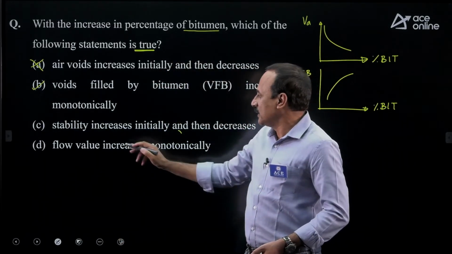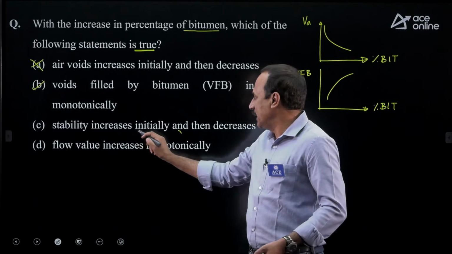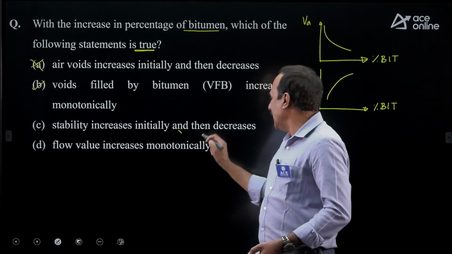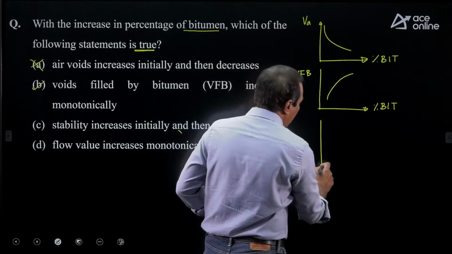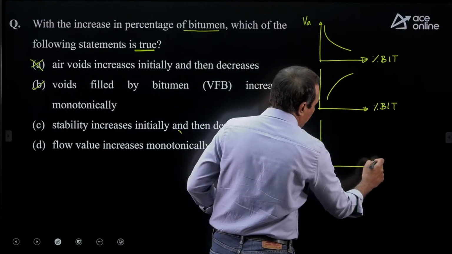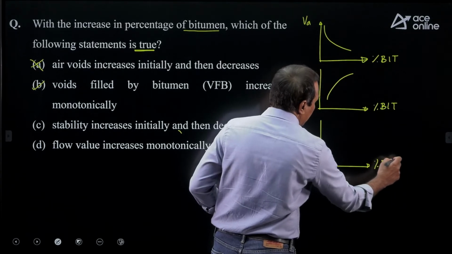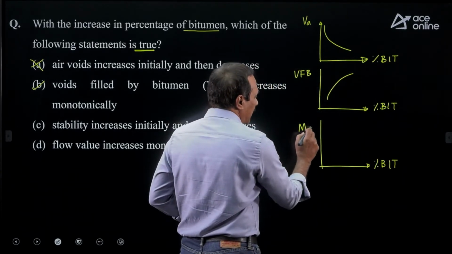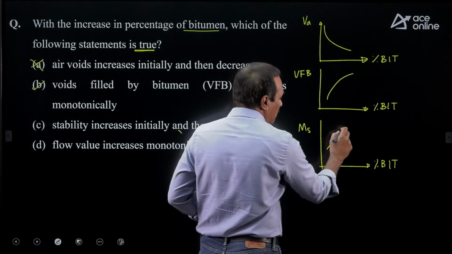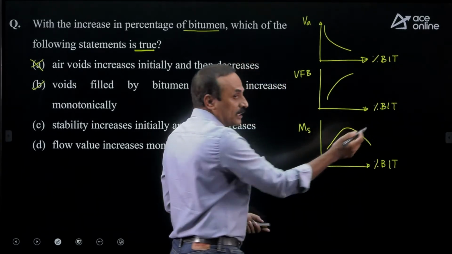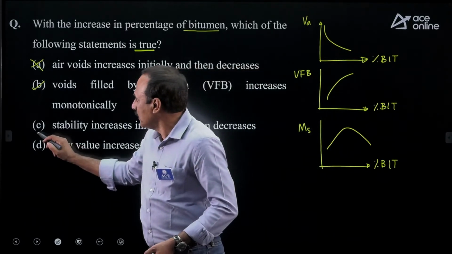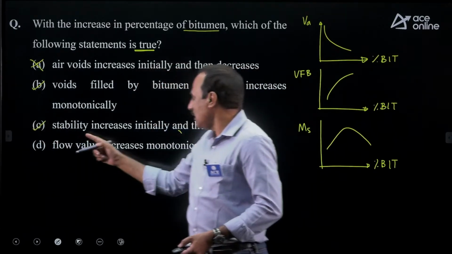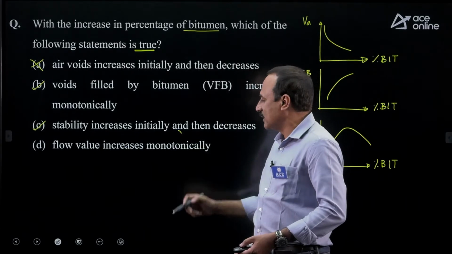Coming to option C, stability. Marshall stability increases initially and then decreases. This is also a true statement. Marshall stability is nothing but strength. As percentage bitumen is increasing, Marshall stability increases as bitumen content is increasing. Too much bitumen reduces strength again. So option C is right. Stability increases initially and then decreases.